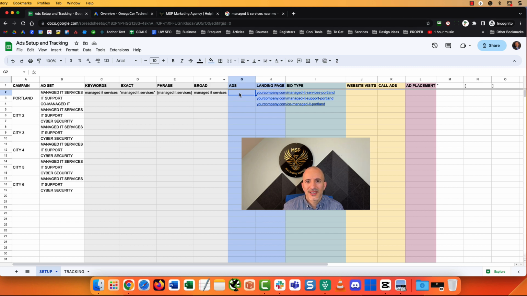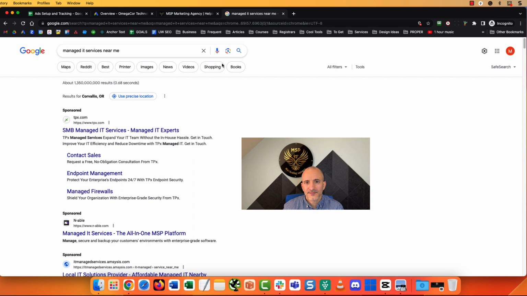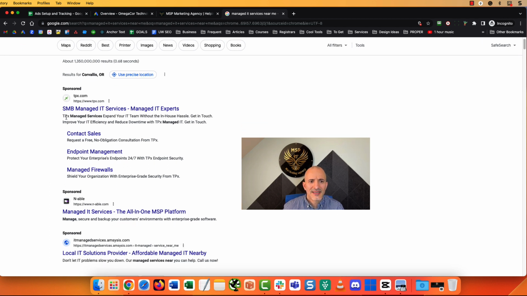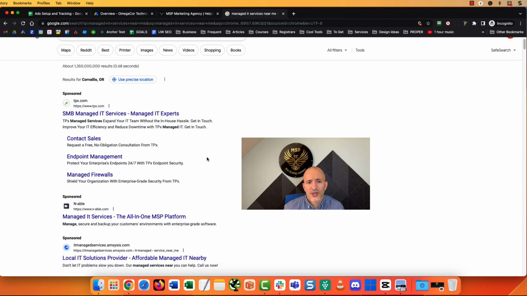And now if we go to the description of the ads, in this case, the description is what's below. And those are calls to action or different additional assets that you can add, internal links and things like that. Okay, so TPX managed services, expand your IT team without the in-house hassle. Get in touch. Improve your IT efficiency and reduce downtime with TP managed IT. Get in touch. So what I like about this is that they are talking about the main pain points. What I don't like is that get in touch is twice. This is a little bit redundant. I would keep it at the end.